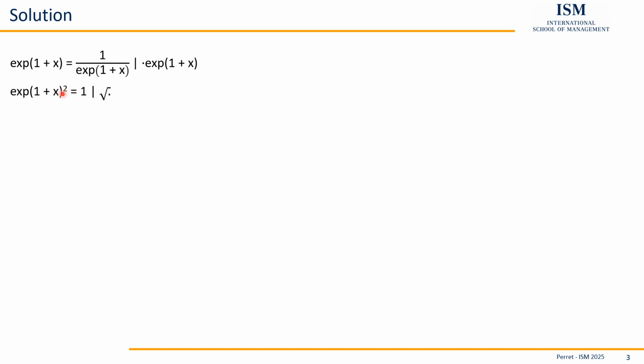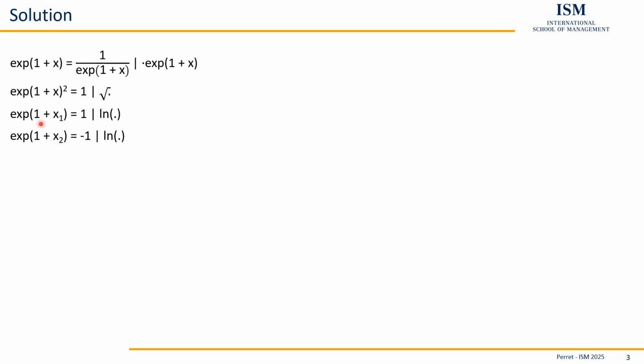Well, since I want to get to the x, I first have to get rid of this square term, so of the exponent of 2. To get this done, I can just take the square root on both sides of the equation. So on the left side, it gets rid of the squared. On the right side, I have two possible solutions. I have 1 or minus 1 as a solution.